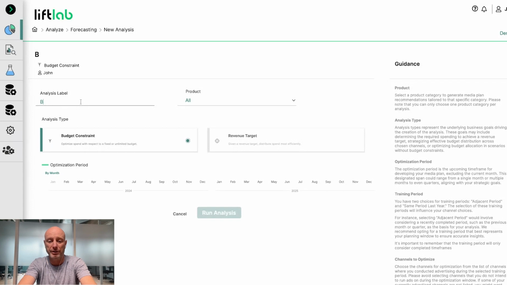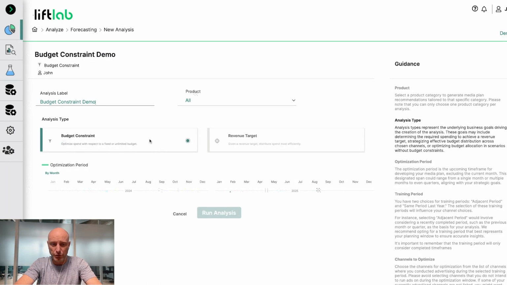So we're going to call this budget constraint demo. It could be on all of our products or potentially on one of our product categories. We're going to go ahead and use all today. For the budget constraint, we're going to have other constraints that we're going to see in just a moment, but that's the area that we're solving for. And it's going to maximize our revenue. How much revenue can we drive with a specific amount of marketing spend?